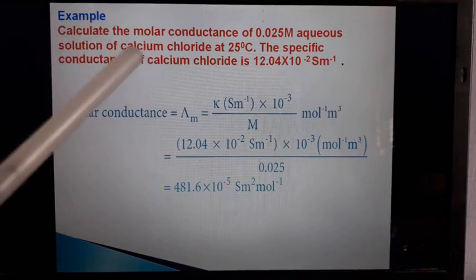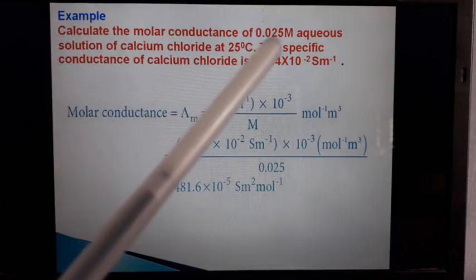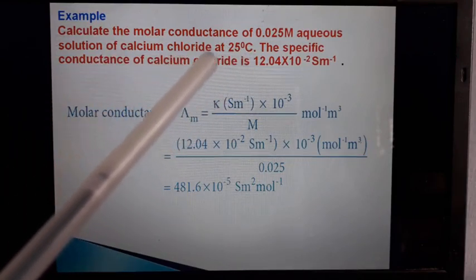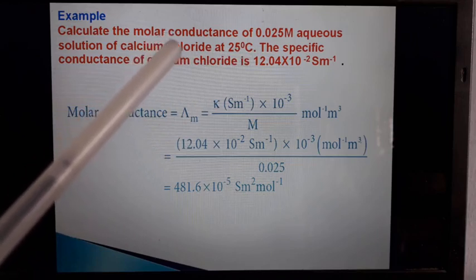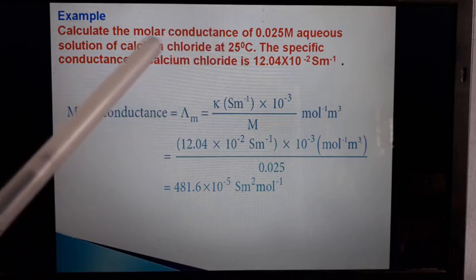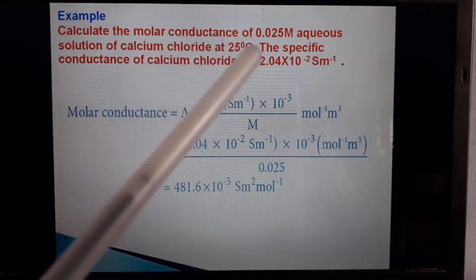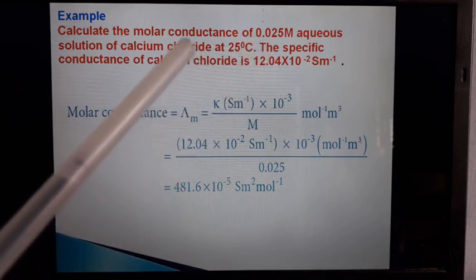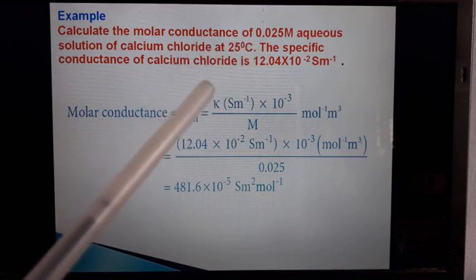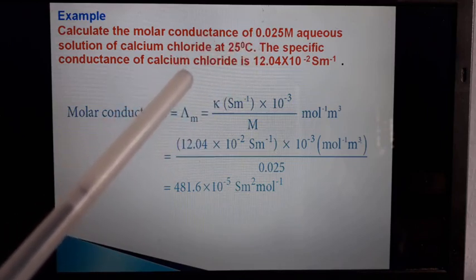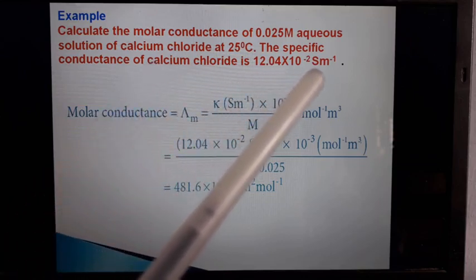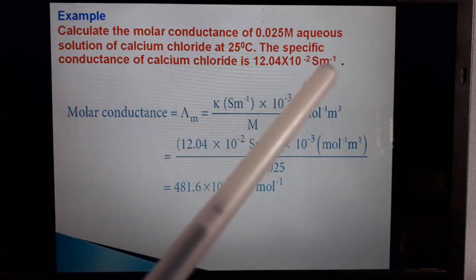Calculate the molar conductance of 0.025 molar aqueous solution of calcium chloride at 25 degrees centigrade. That is, we want to calculate the molar conductance. The concentration of the calcium chloride solution is 0.025 mole. The specific conductance of the calcium chloride is 12.04 into 10 to the power of minus 2 S m power minus 1.